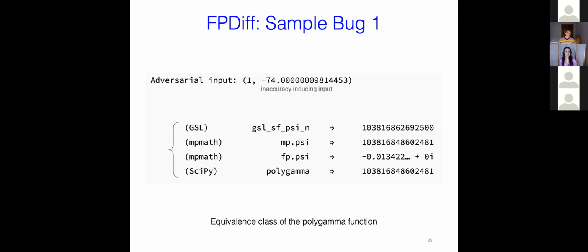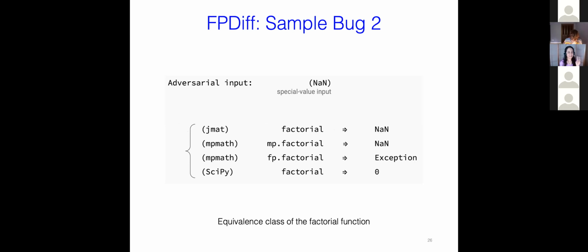So finally, I would like to show you 2 examples of bugs found by FPDiff. Here is an example of a bug revealed by an inaccuracy-inducing input. This is a discrepancy in the equivalence class of the polygamma function representing 2 bugs. One is an inaccuracy, and the other is an unexplained complex return. In this case, this has a non-obvious fix, and the developers are still trying to figure out how to fix this problem.